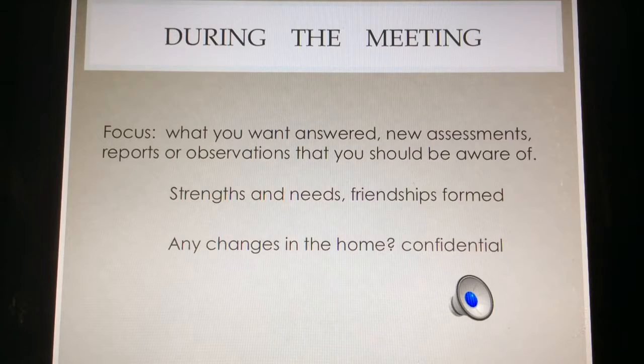Share any conditions in the home that may impact your child's performance, any medical condition updates, and discuss any specific concerns that you have about your child. Again, all the information given to the school will remain confidential.